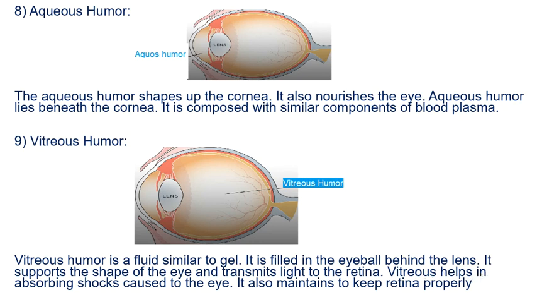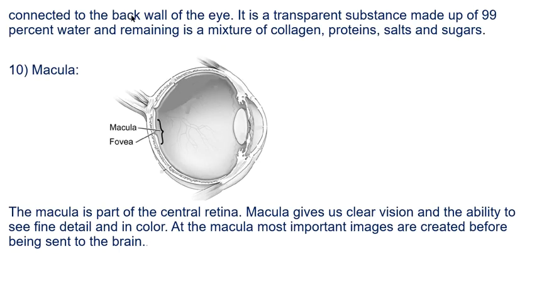Vitreous humor helps in absorbing shocks caused to the eye. If the eyes get some shock or some shake, all the shock and shake is absorbed by this vitreous humor in order to keep the eye damage free. It also keeps the retina properly connected to the back wall of the eye. Fine. Now retina, you can see in the first diagram how the retina is placed in the form of a layer in between other layers.